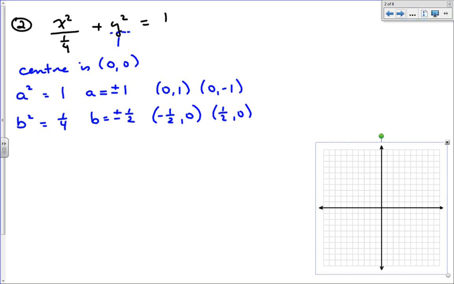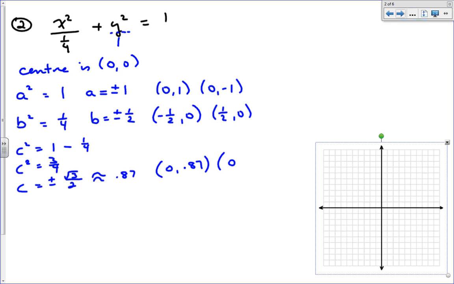And then we might as well calculate c squared right away. So c squared will be 1 minus a quarter, a squared minus b squared. So c squared is equal to 3 quarters, and c then is equal to plus or minus root 3 over 2, which is approximately equal to 0.87. So that would give us foci at, since it's vertical, (0, 0.87) and (0, -0.87). Okay, so that's harder to sketch on a graph to show the differences.